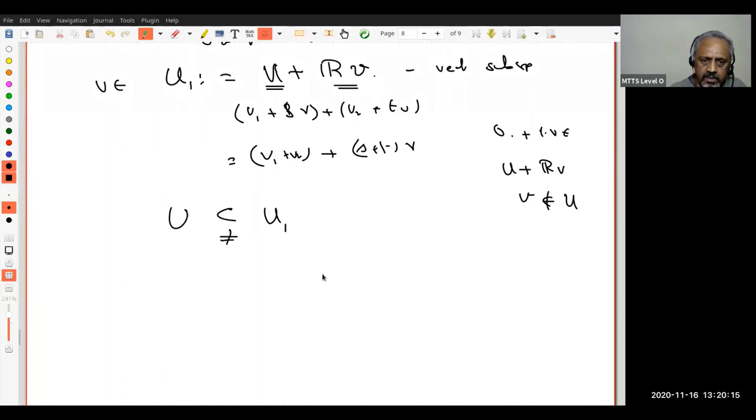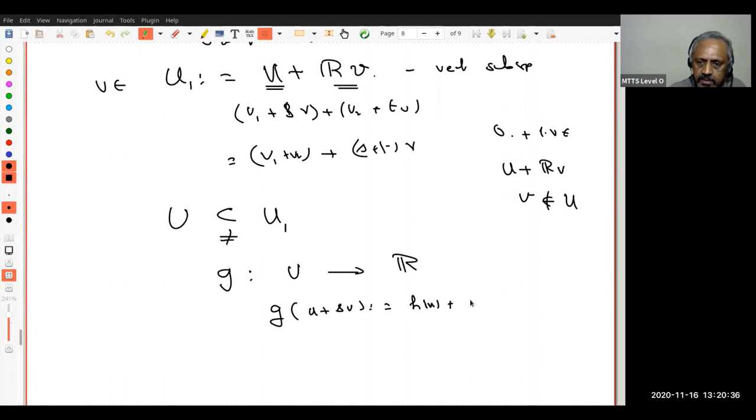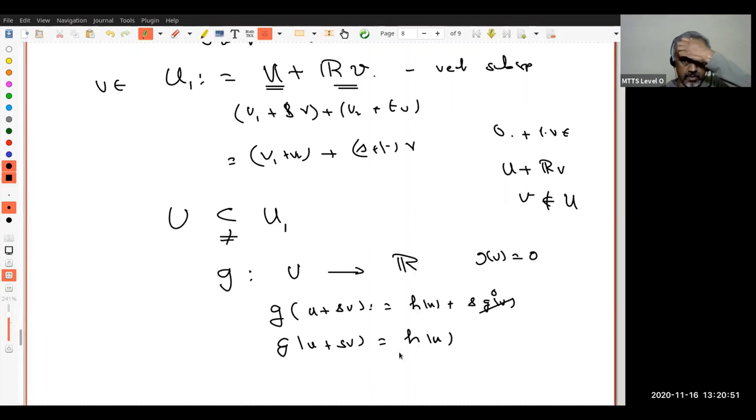Okay, right. Now I define an extension. Now define G from U1 to R so that G of, take any vector u plus s times v, define it to be H of u plus s times G of v. I define it to be 0. That is, define G of v to be 0. Therefore, G of u plus s v is defined to be H of u. You understand this?